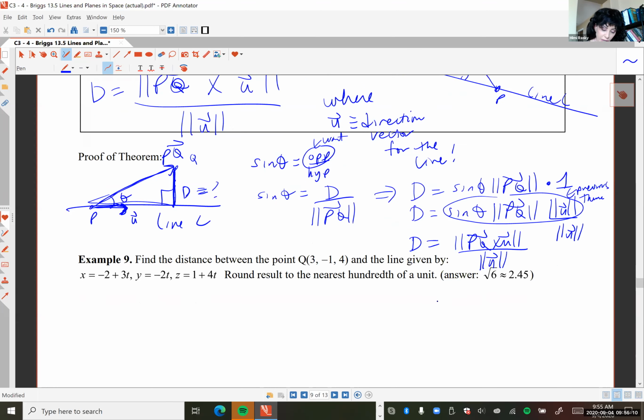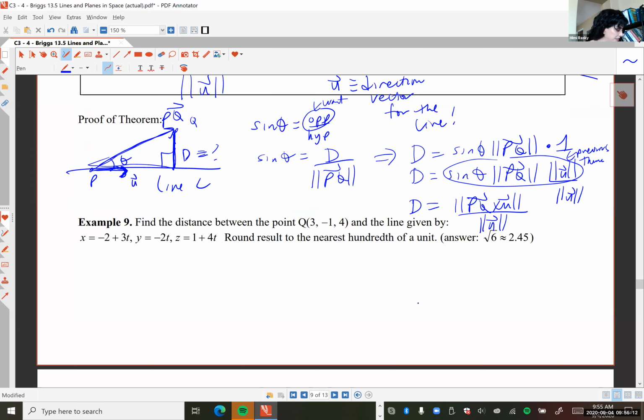Okay, so let's now, in the last 5 minutes of class, find the distance between a point and a line. And we'll round the answer. And I give you the answer there.